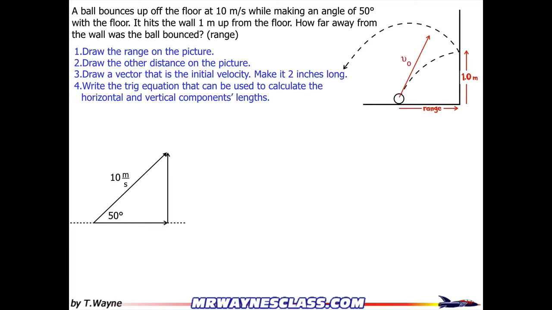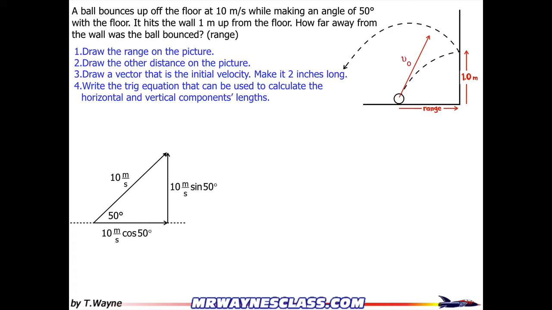So that's my next thing. I'm going to write a trig equation that can be used to calculate the horizontal and vertical components. For this, it's 50 degrees. The opposite side is going to be using the sine function, and the adjacent side to 50 is going to be using cosine. So it's going to be hypotenuse cosine for the adjacent, hypotenuse sine for the vertical.